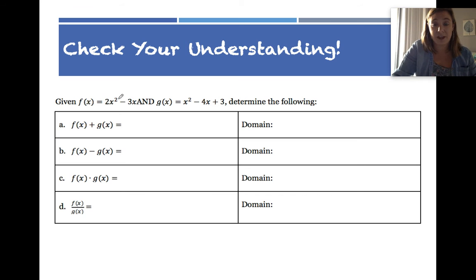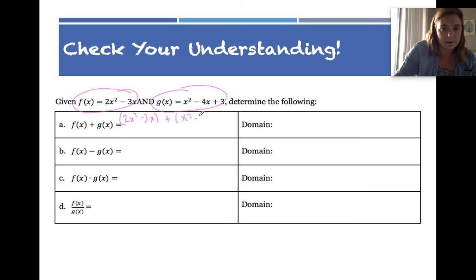So now that you've given this a try, hopefully, I've got f of x and I've got g of x, and I want to determine the following. So I'm going to first add these. So I've got 2x squared minus 3x plus x squared minus 4x plus 3. And then let's simplify that.